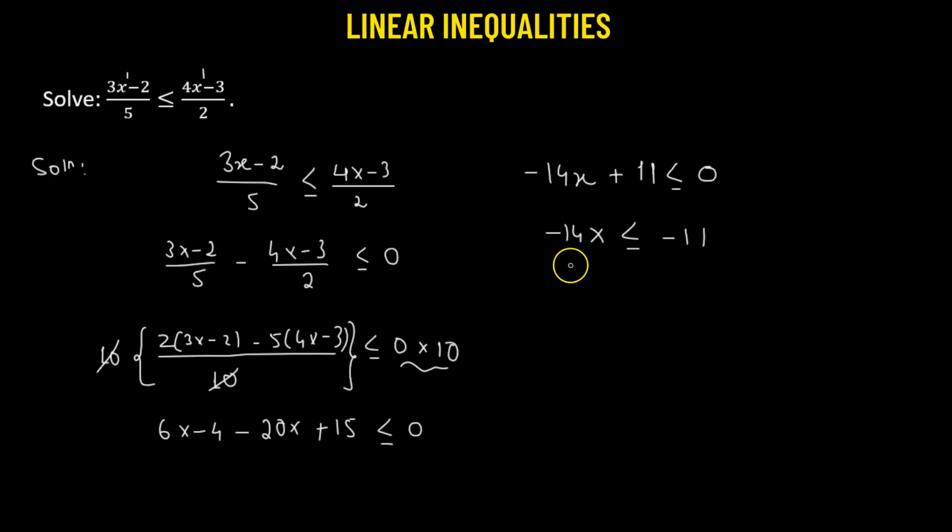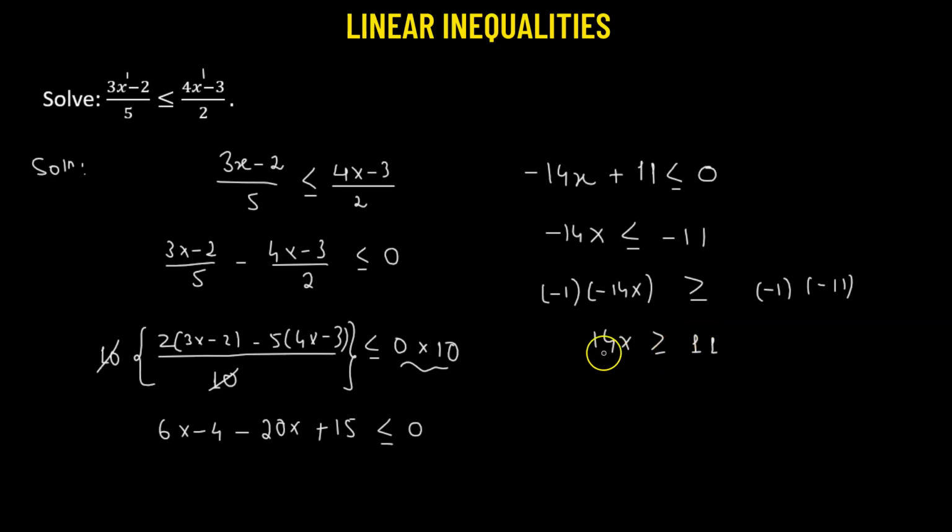In the next step, we'll multiply both sides with negative 1. So that means we'll multiply −1 with −14x, and on the right hand side we'll multiply −1 with −11. In doing so, the sign of the inequality changes. So earlier it was less than or equal to, and it changes to greater than or equal to. So we have 14x greater than or equal to 11.